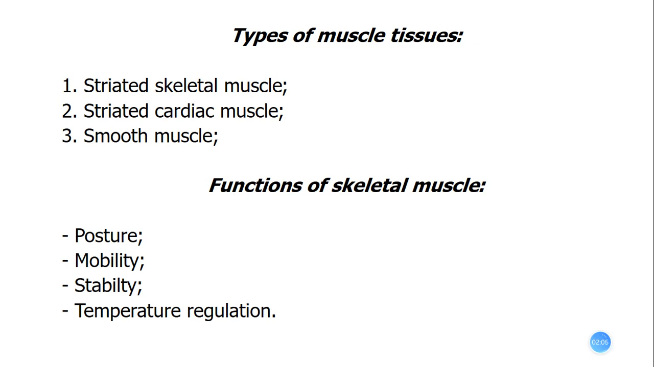Temperature regulation: maintaining normal body temperature is an important function of our body, and it's an important function of the muscular system. Almost 85% of the heat generated in our body comes from contracting muscles.